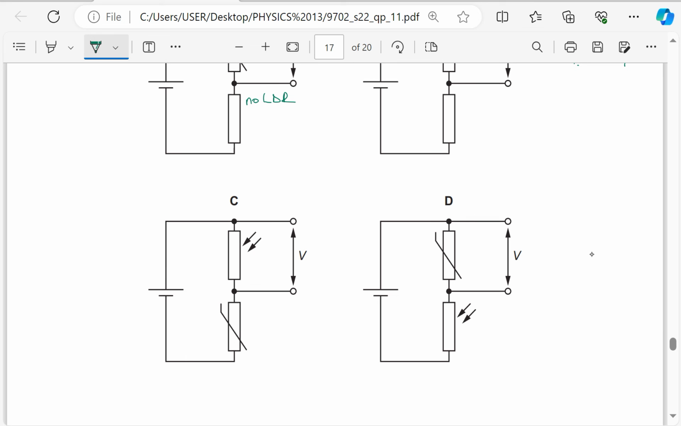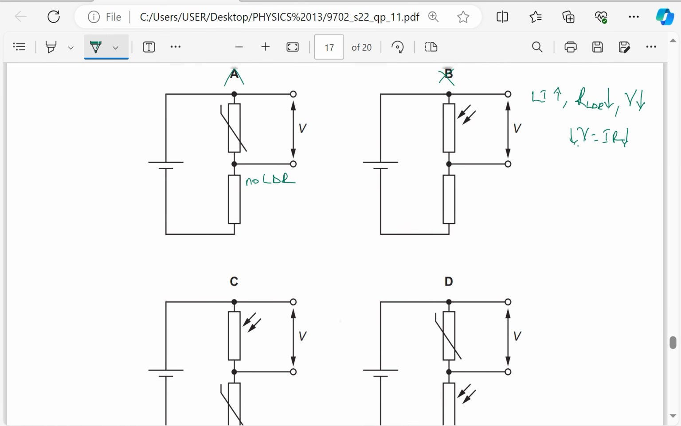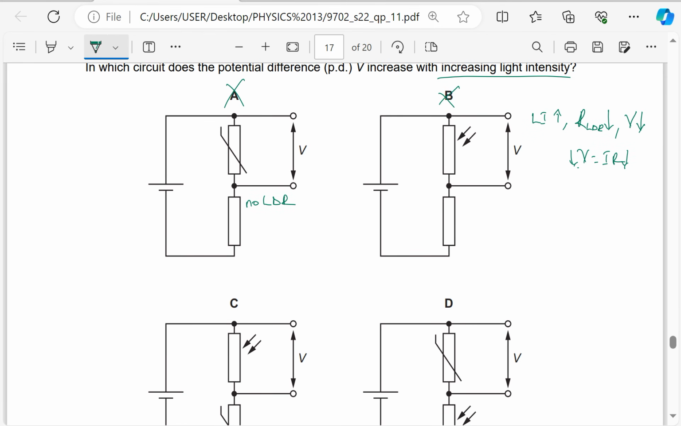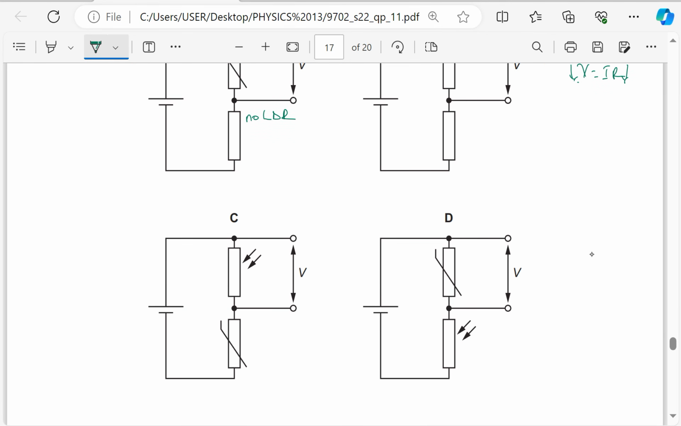C. Of course, C is almost the same as B because the thermistor, the temperature is remaining constant, so this is not affecting anything. And V is measured across the LDR. Light intensity increases, resistance of the LDR decreases, so the PD we are measuring across the LDR decreases, so this is out, which means the answer is going to be D.